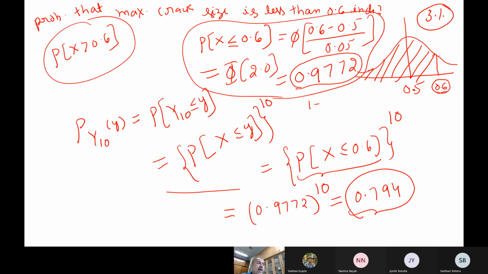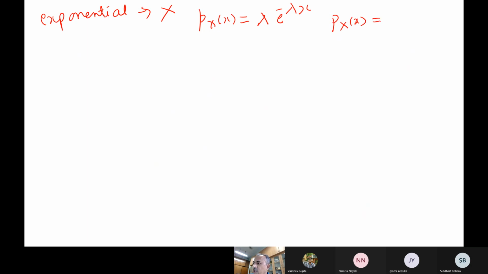Now this is how we can calculate several things. And in this extreme value theory, these asymptotic results come up automatically. For example, say the original data is exponential distribution. I know the probability density function for exponential is lambda e to the power of minus lambda times x, and the probability distribution is what you get by integrating this: 1 minus e to the power of minus lambda x. So the original data is exponentially distributed.